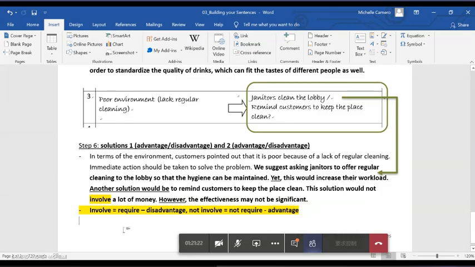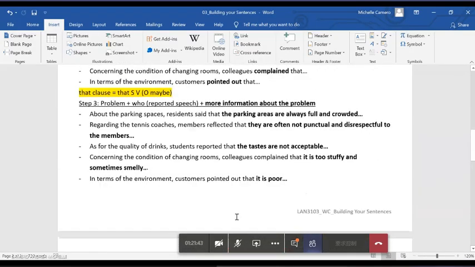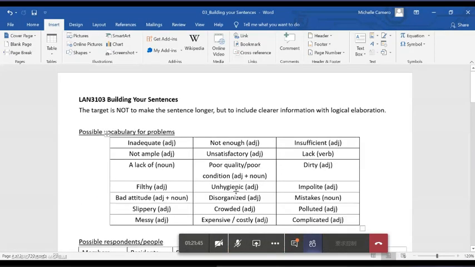So when you're talking about the disadvantage, a verb you can maybe use is involve. And when you're talking about the advantage, a verb you might be able to use is not involve. Okay, so there's my explanation for involve, using the word involve with the disadvantage or not involve with the advantage. All right, and that's my explanation of this paper, building your sentences.